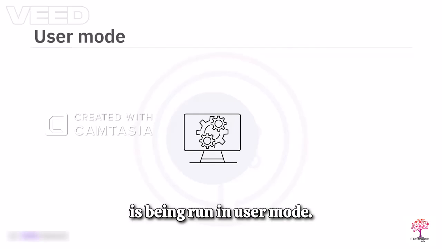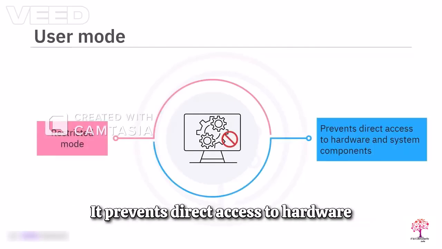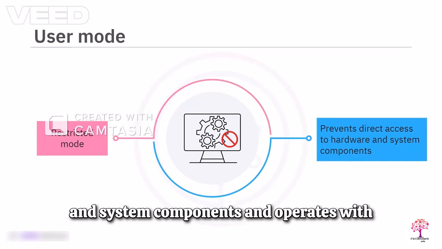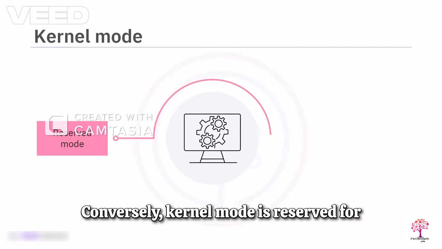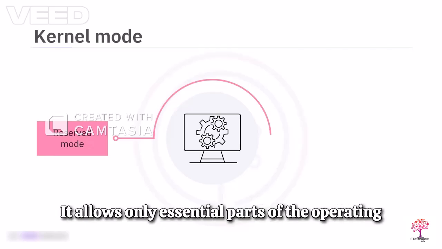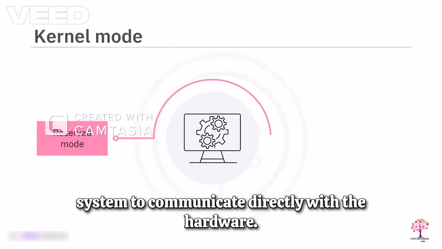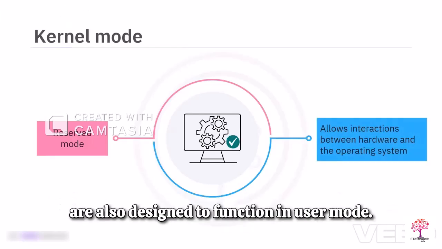In user mode, applications run in a secure environment. It prevents direct access to hardware and system components and operates with fewer privileges compared to kernel mode. Conversely, kernel mode is reserved for the operating system's core components. It allows only essential parts of the operating system to communicate directly with the hardware. Although most drivers run in kernel mode, some drivers are also designed to function in user mode.